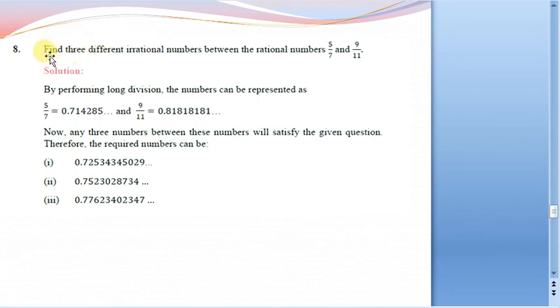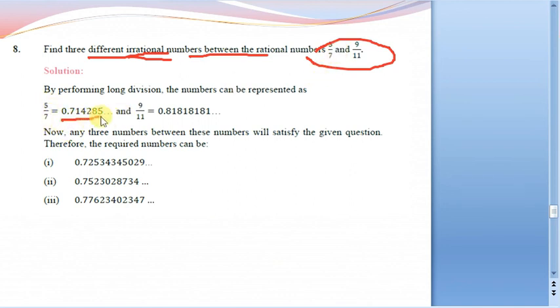8th question: find 3 different irrational numbers between these 2 rational numbers. Already we know how to find rational numbers between rational numbers, but here we are asked about irrational numbers between rational numbers. Let us see how we do it. Take the first number, 5 by 7, and find the decimal expansion. It will come out like this. Then find the decimal expansion of 9 by 11. That means you divide 9 by 11, and you get 0.818181 like this.